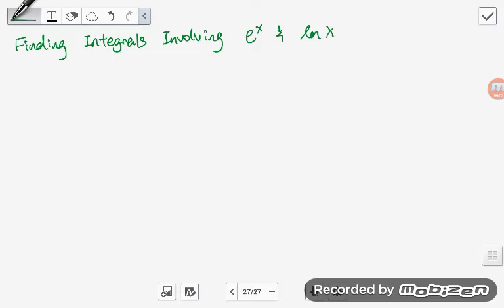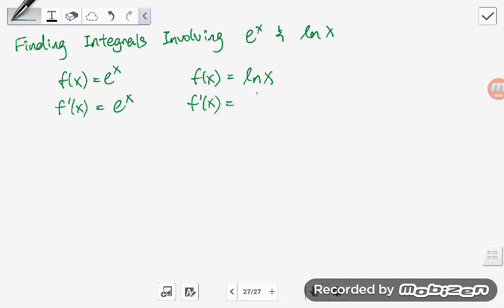Previously we learned that if f(x) = e^x, when I find the derivative, I will get e^x. Also, if f(x) = ln x, when I find the derivative, I will get 1 over x. So in the previous chapters, when we talked about differentiation, we learned how to find the derivatives.